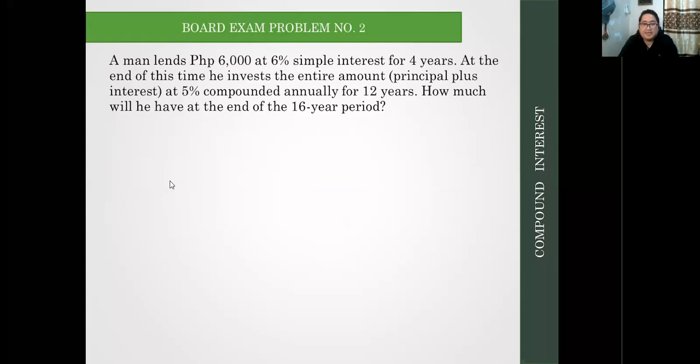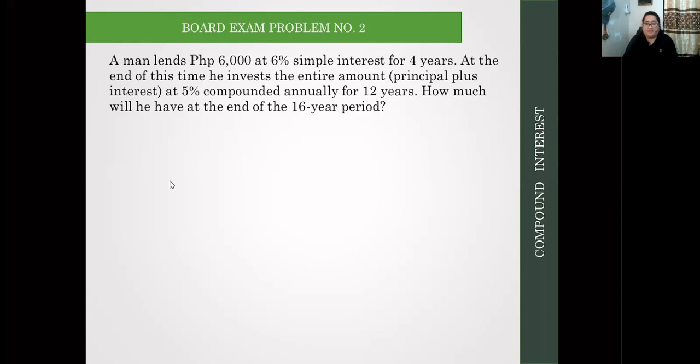So a man lends 6,000 at 6% simple interest for 4 years. So at the end of this time, he invests the entire amount at 5% compounded annually for 12 years. How much will he have at the end of the 16 years period? So ano nangyari? Nung unang 4 na taon, yung pera nung mama, ininvest niya sa simple interest lang for 4 years. Okay? So simple interest, ibig sabihin, per year, fix yung income, yung interest rate na natatanggap niya for nung 6,000, which is 6% ng 6,000.